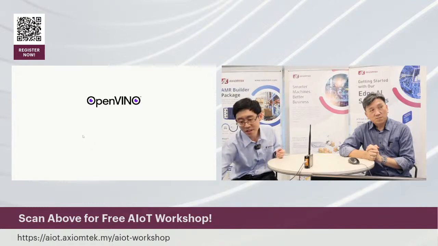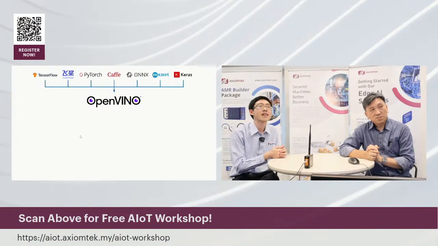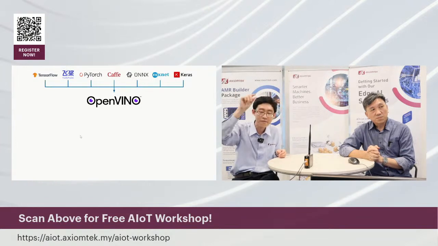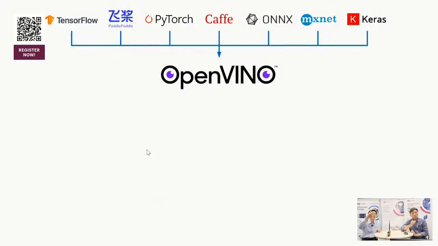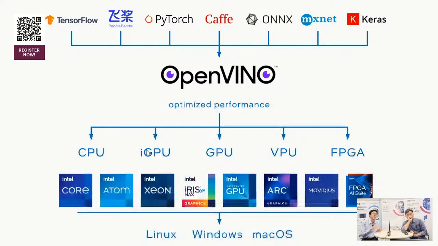So how this OpenVINO works is, from all the framework, on the top you have all the deep learning framework. So it takes the input. For example, just now the TensorFlow at the end generates a protobuf file. So the protobuf file will go into the OpenVINO. And then the OpenVINO will optimize it. It will convert into another format, which is suitable for the Intel CPU or the integrated GPU.